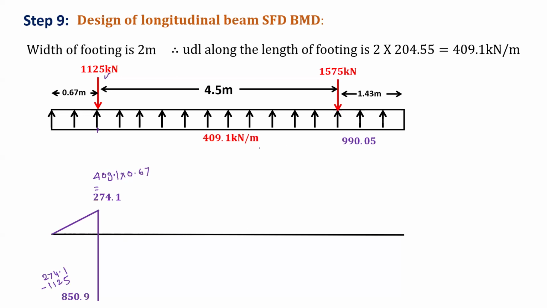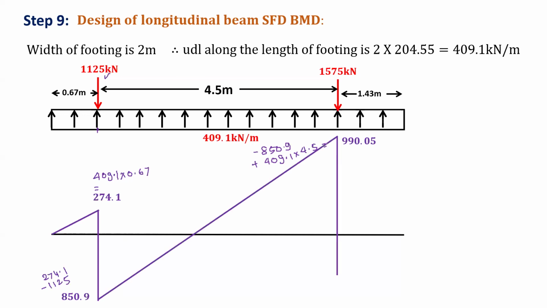Then we have the value under A, 990.05. How will we get it? We have minus 850.9 plus 409.1 into 4.5, and from this we get 990.05. Then we have the next value, 990.05 minus 1575, and we get 585, and then we have 0. So this is the SFD. I have not mentioned the unit, so I will write it as SFD in kilonewtons.